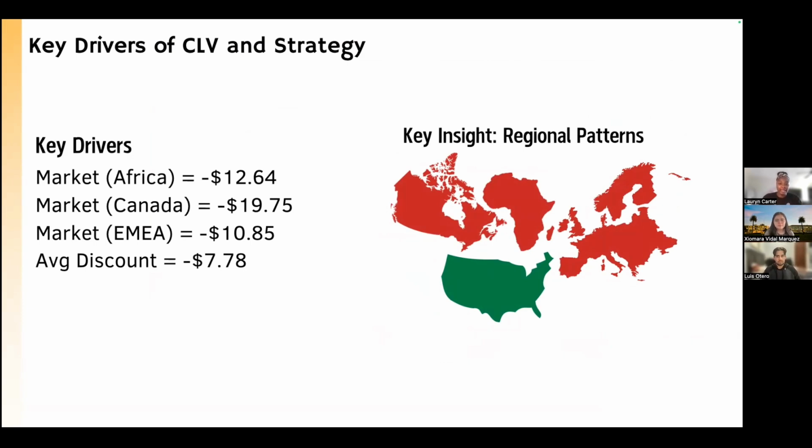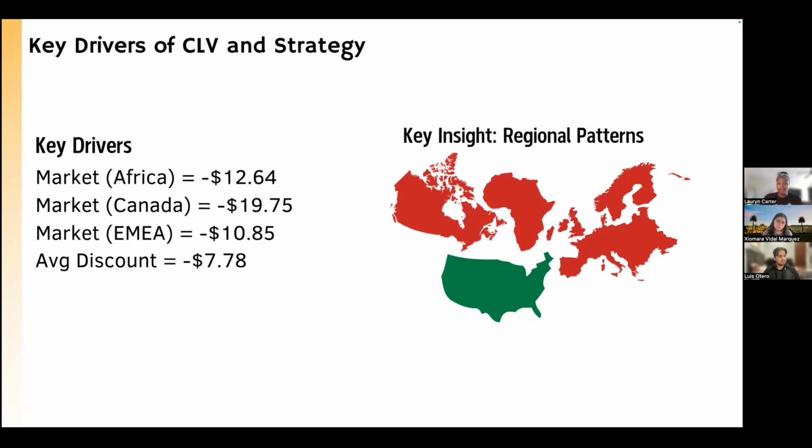Based off our model results, we were able to pull a key insight from our specific predictors and get a better understanding of the impact of our variables in our data set when it came to CLV. The biggest insight we pulled was that there's low CLV in regions like Africa, Canada, and EMEA, which are the European, Middle East, and African countries, at a significant level of 0.001. So very highly significant. Customers in the African market have a CLV that is on average $12.64 lower than customers in the baseline market, which is the US.